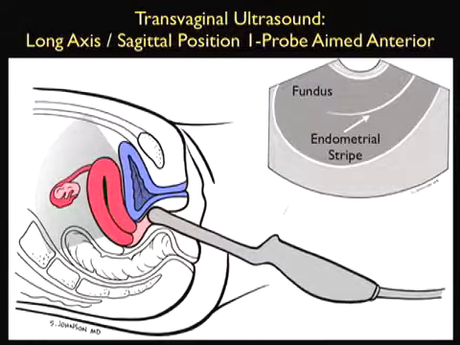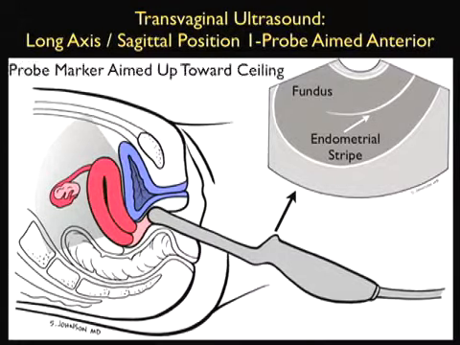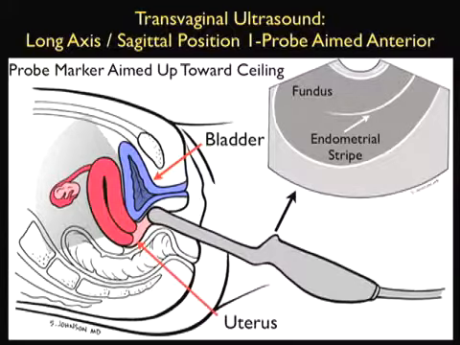Here's two illustrations showing what the anatomical structures will look like using the transvaginal approach, long axis or sagittal cut through the female pelvis. In this orientation, the probe marker here is located up towards the ceiling. Notice here that the tip of the probe is located more anteriorly to better image the fundal region, or top part of the female uterus.